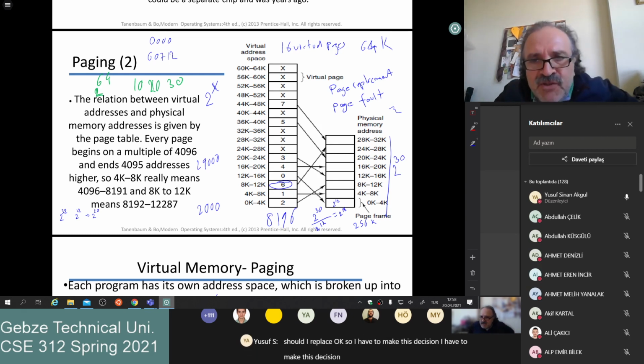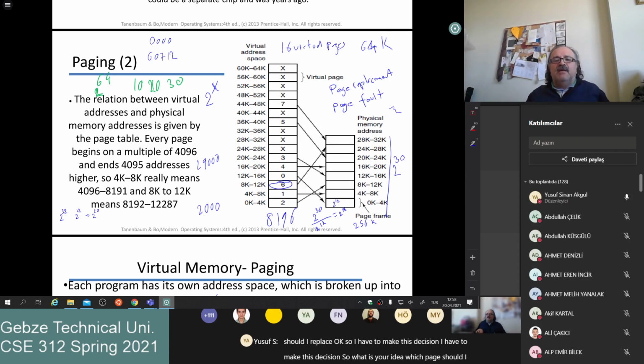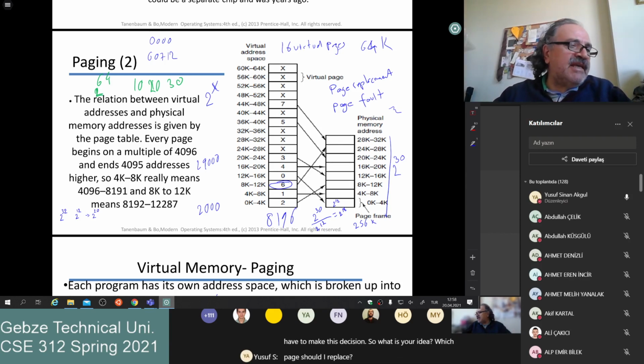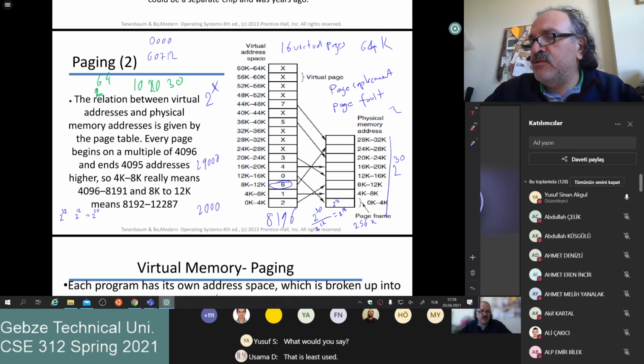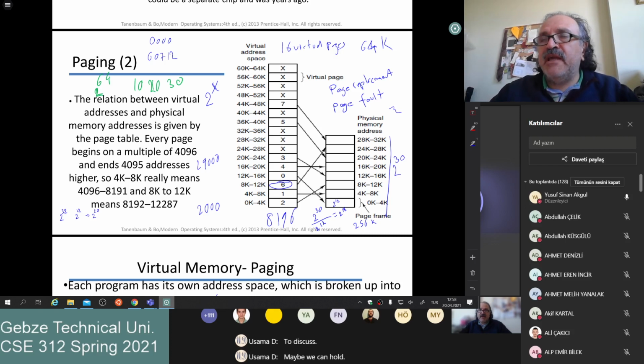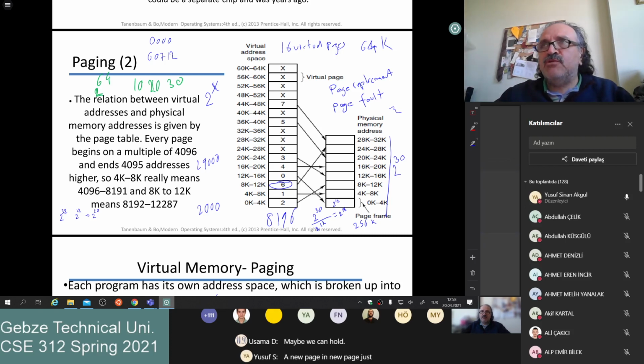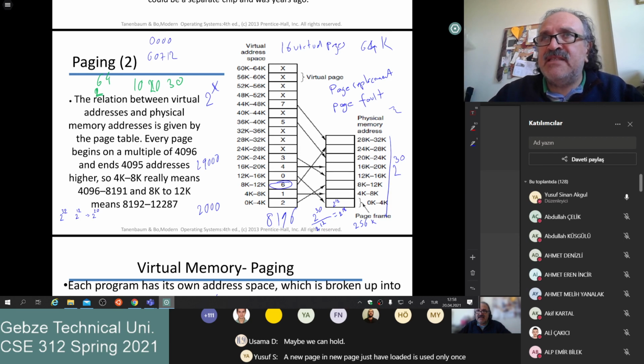So what is your idea? Which page should I replace? I should replace the page that has such and such. What would you say? That is least used. Okay, define least used. Maybe a new page I have just loaded is used only once. That means that it is the least used one. Should I just replace it?